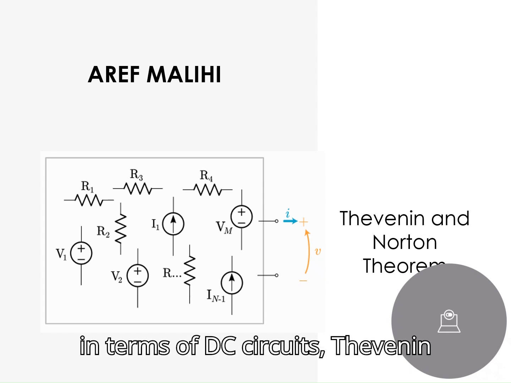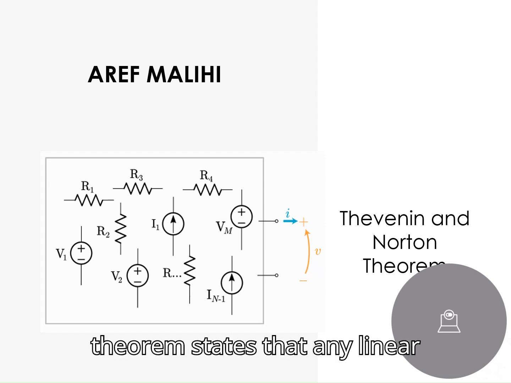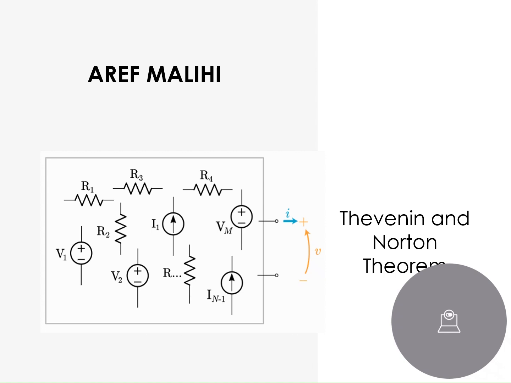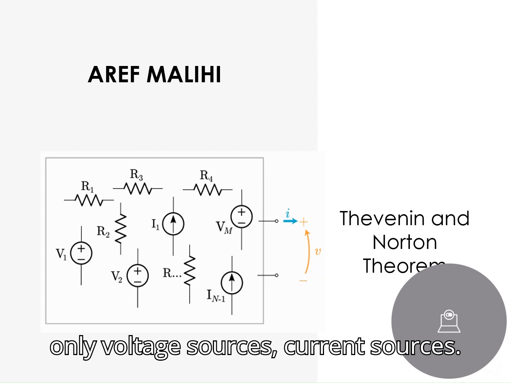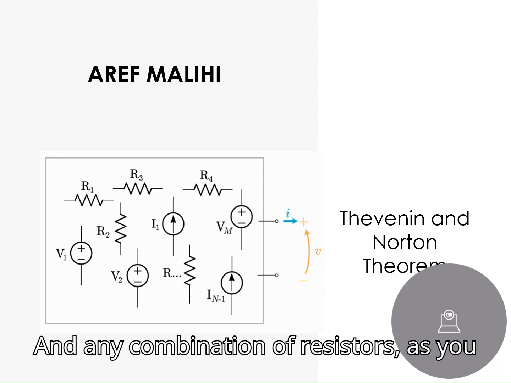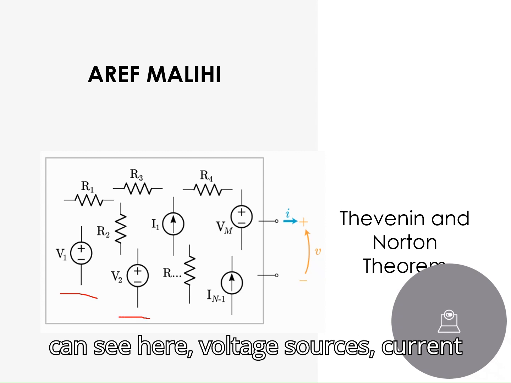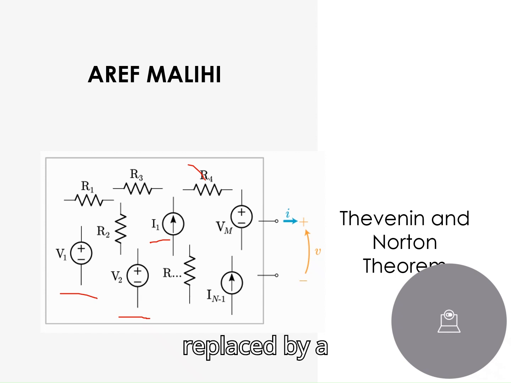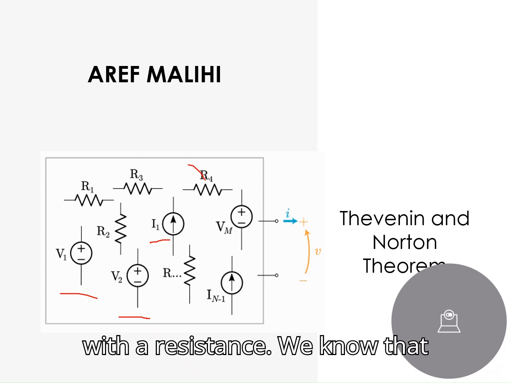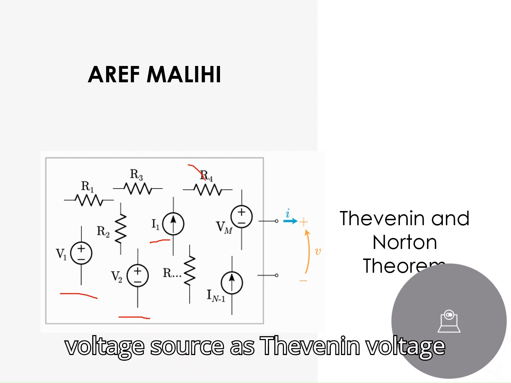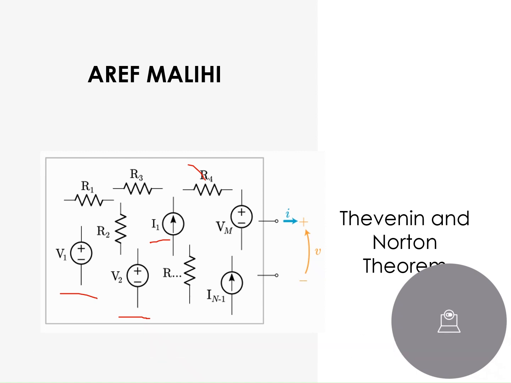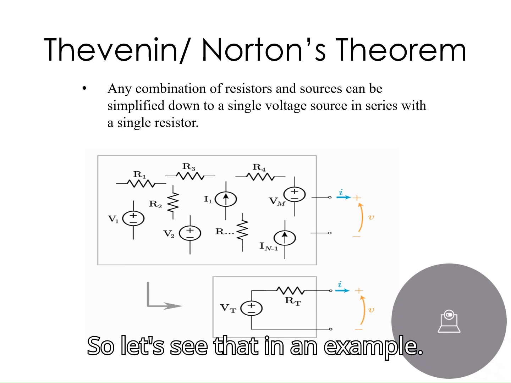In terms of DC circuits, Thevenin theorem states that any linear electrical network that contains only voltage sources, current sources, and any combination of resistors, as you can see here, can be replaced by a voltage source in series with a resistance. We know that voltage source as Thevenin voltage and that resistance as Thevenin resistor. So let's see that in an example.